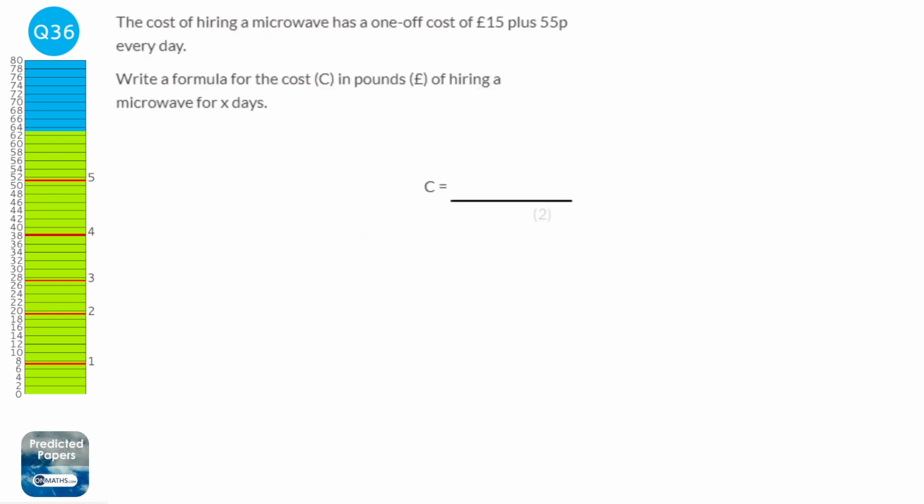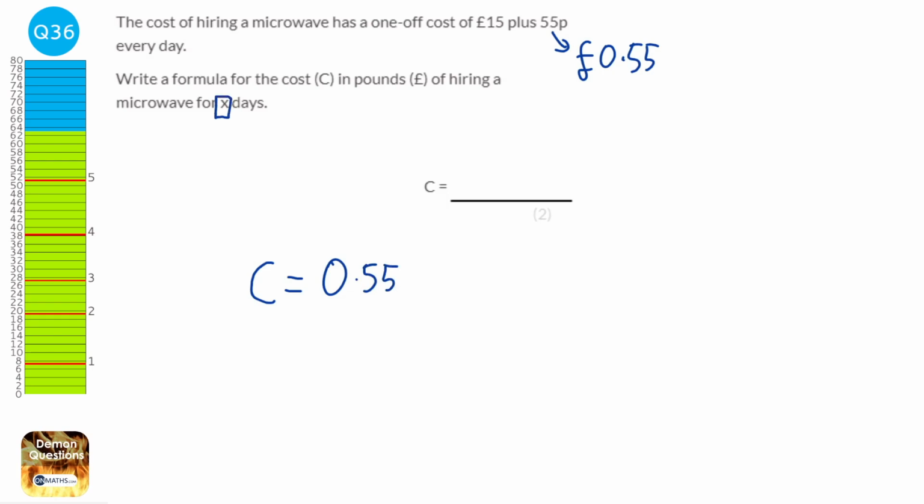So we're looking to write a formula for the cost in pounds of hiring a microwave for X amount of days. So the cost is C, so it's going to be C equals, and it says it's going to be 55 pence a day. Now it wants the answer in pounds, so we need to convert this 55 pence into pounds. So that's going to be 0.55, and it's going to be 0.55 times the amount of days. Well, it says the amount of days is X, so it's going to be 0.55x.